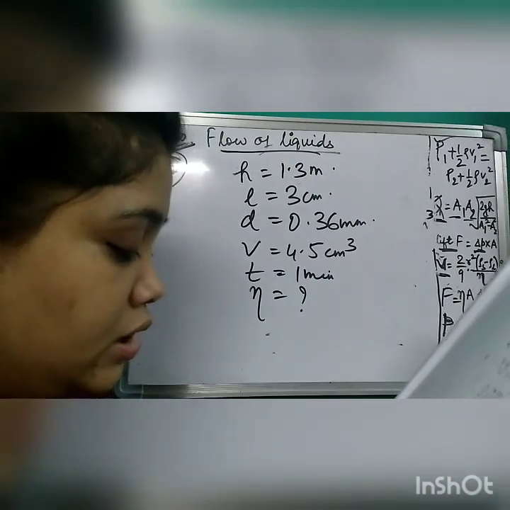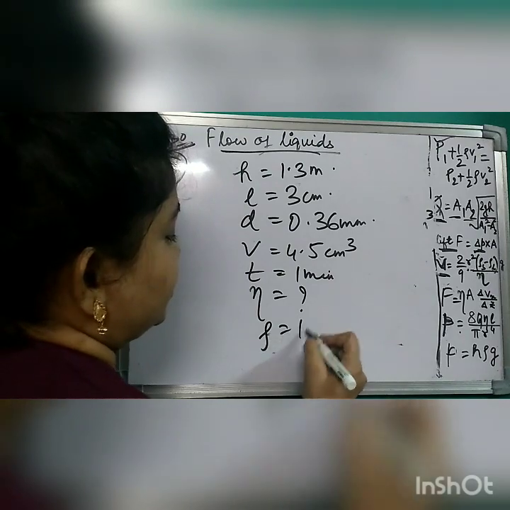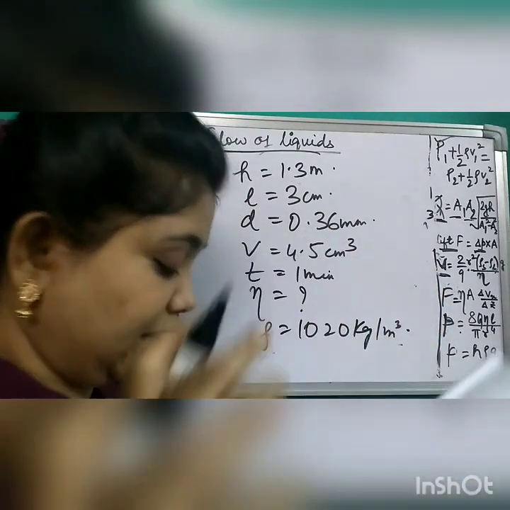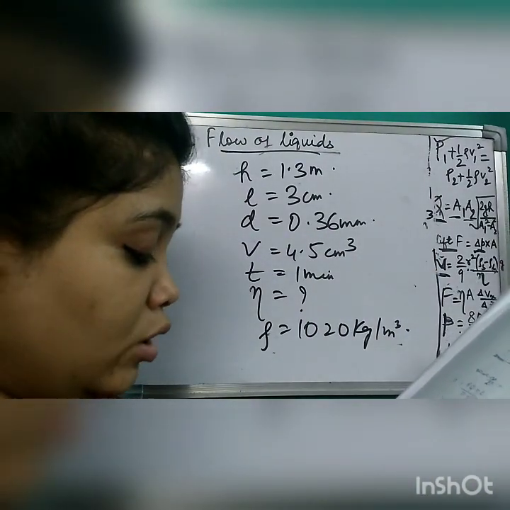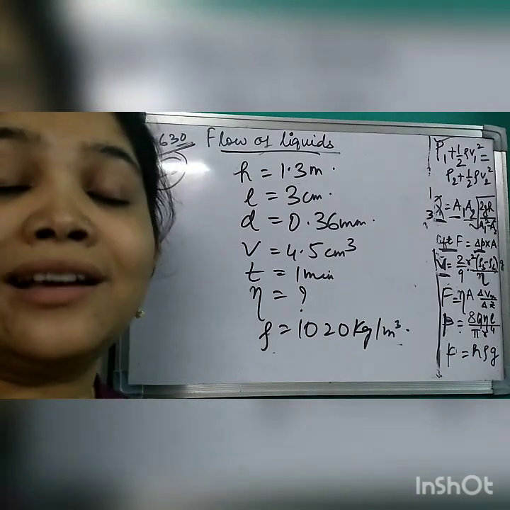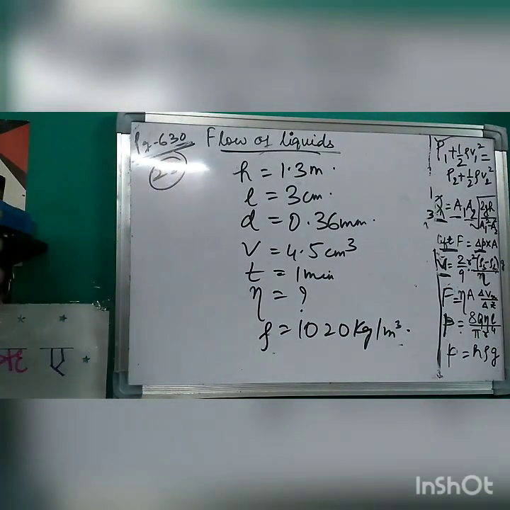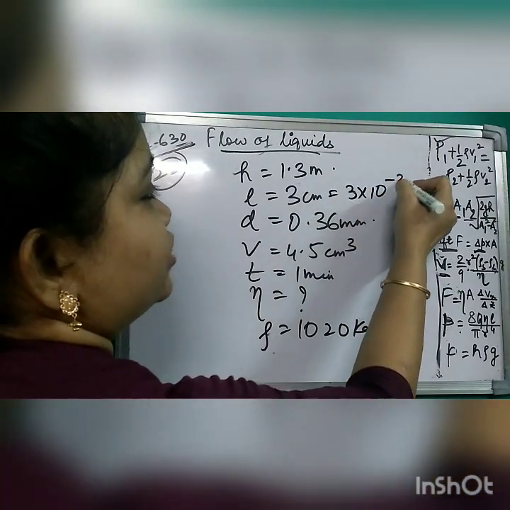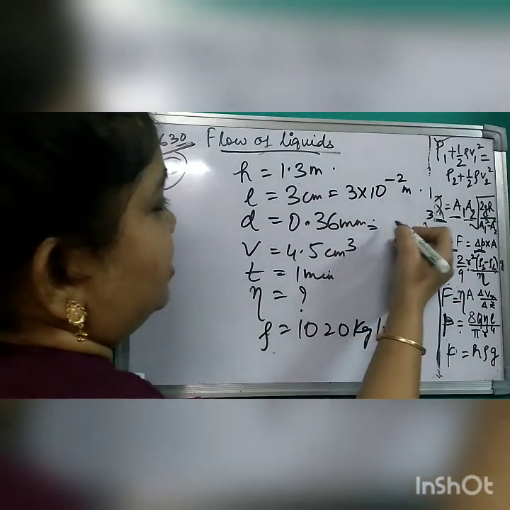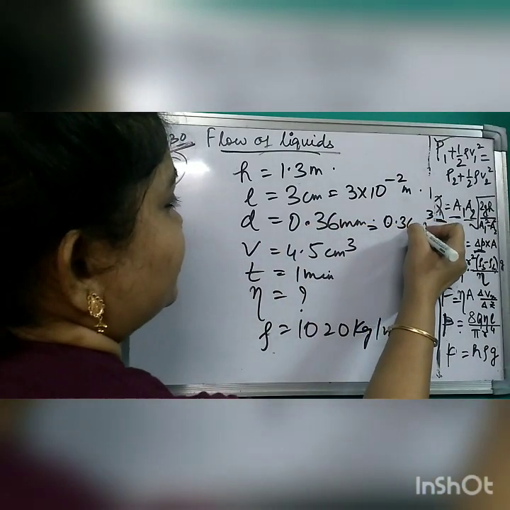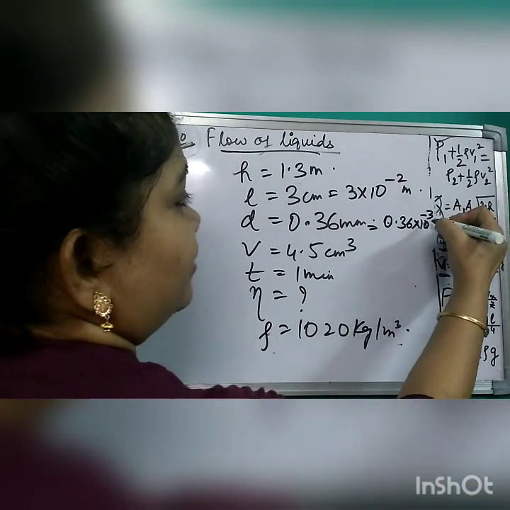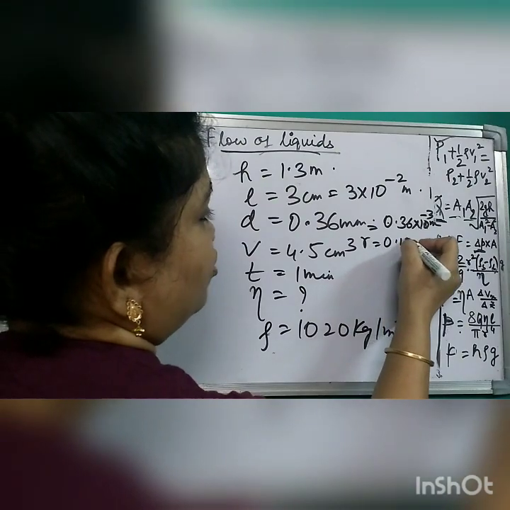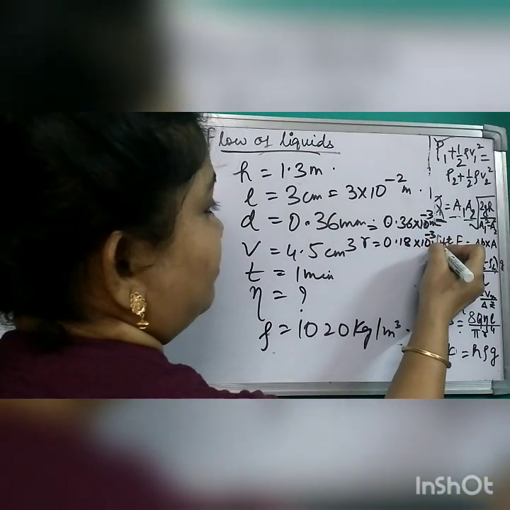Eta, we have to find out. The density of blood, rho, is given as 1020 kg per meter cube. Again, I'm telling you there are a lot of conversions, and ignore the fall in level of blood in the bottle. So let's do the conversion. Length is 3 centimeter, which means it's 3 into 10 to the power minus 2 meter. 0.36 millimeter means diameter 0.36 into 10 to the power minus 3 meter. Obviously, we don't need diameter, we need radius. So radius will be 0.18 into 10 to the power minus 3 meter.